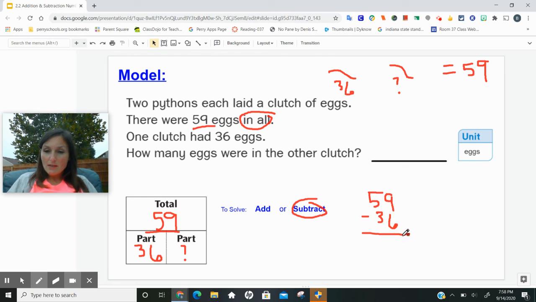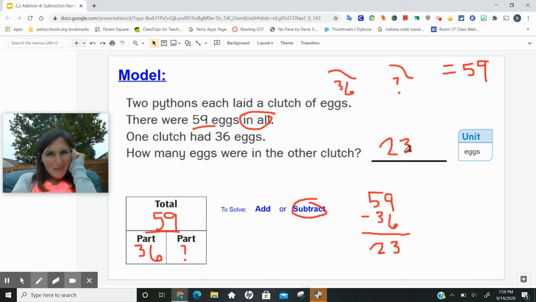So 9 minus 6, I'm going to count it from 6: 6, 7, 8, 9. So that's going to be 3. And then 5 minus 3, we count it from 3: 3, 4, 5. So that's 2. So my answer is 23 eggs.